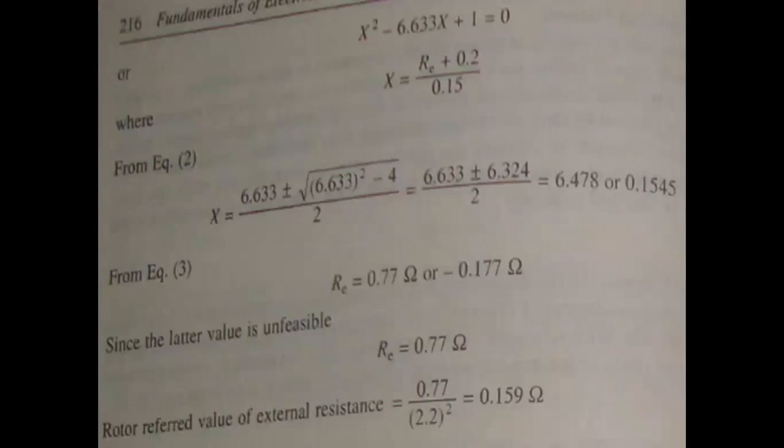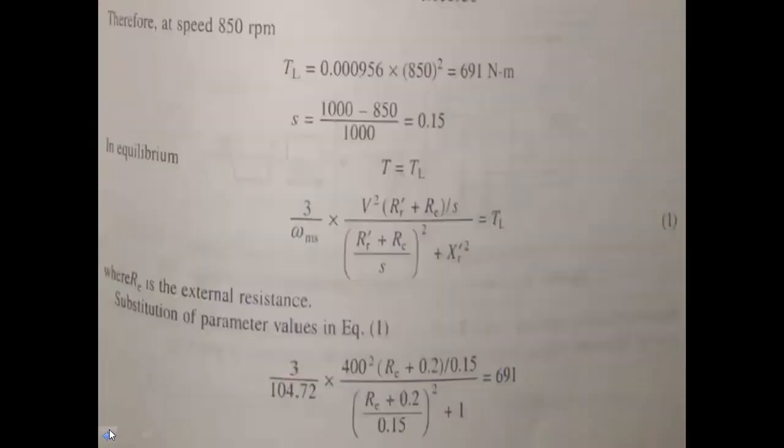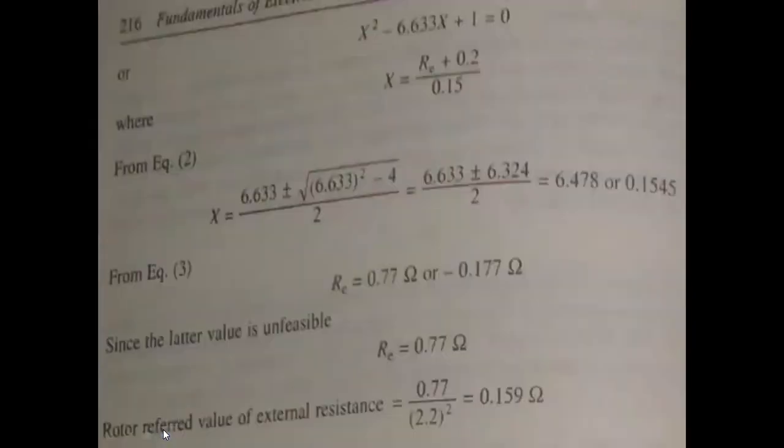So here we are getting a second degree equation. See here, x square, or we can write this RE as x, like this: x square minus 6.633 x plus 1 is equal to 0, and from this we have to find out RE. This is the alternate solution. So now we can find RE directly as 0.77.